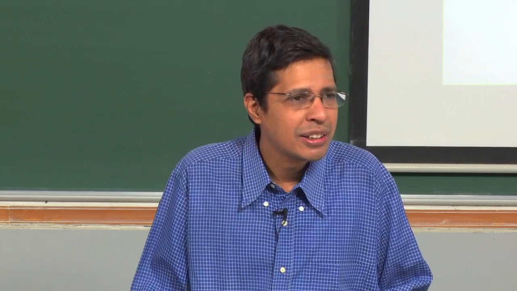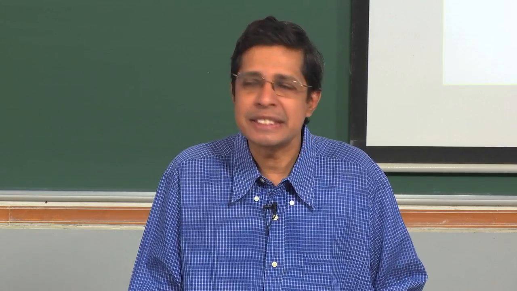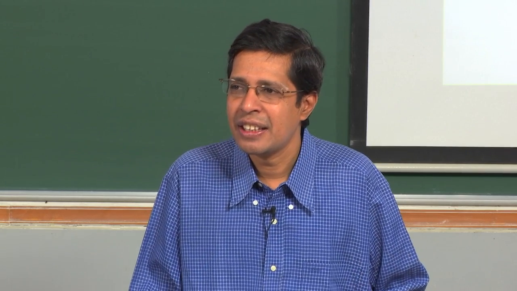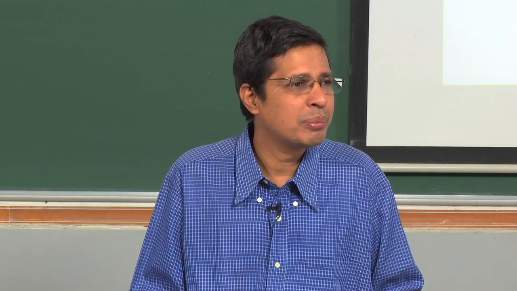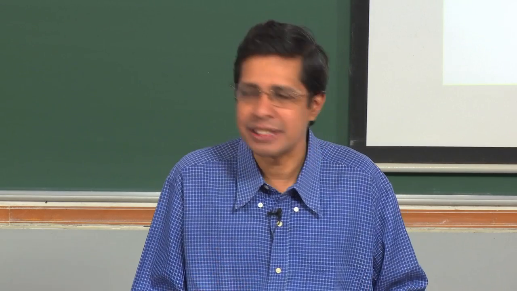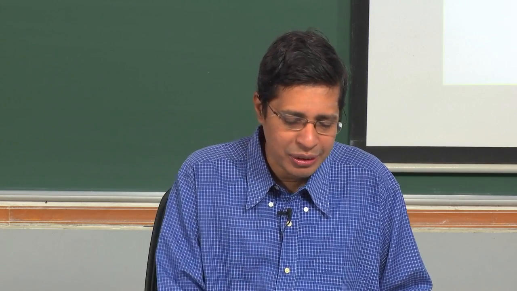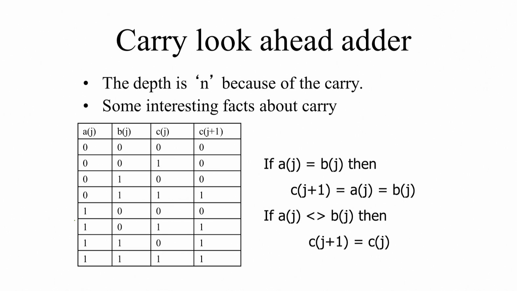So then what do we need to do? Let us take the truth table of carry and start looking at it with great interest. Let us take this truth table. This is the truth table of the carry: Aj, Bj and Cj, and this is Cj plus 1. Now, let us see what is going to happen here.